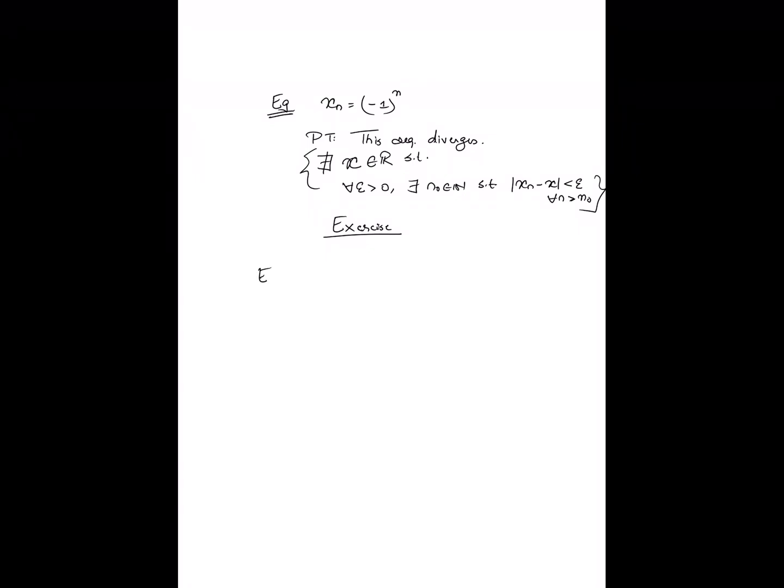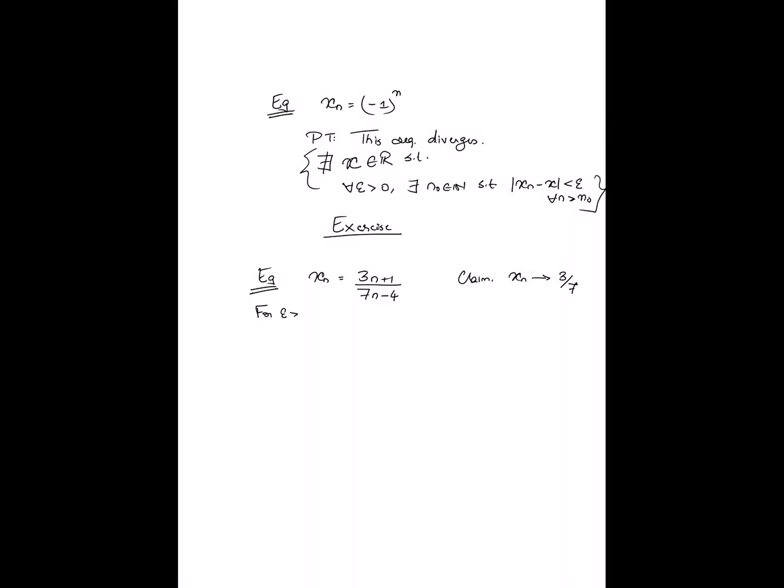Let's do one more example. In this example, I'm going to take xn to be, let's say, 3n plus 1 upon 7n minus 4. Again, I have to basically come up with a claimed limit and show that it is in fact the limit. So in this case, my claim is going to be that xn tends to 3 by 7. Okay, so my claimed limit is 3 by 7. How do I go about showing this?